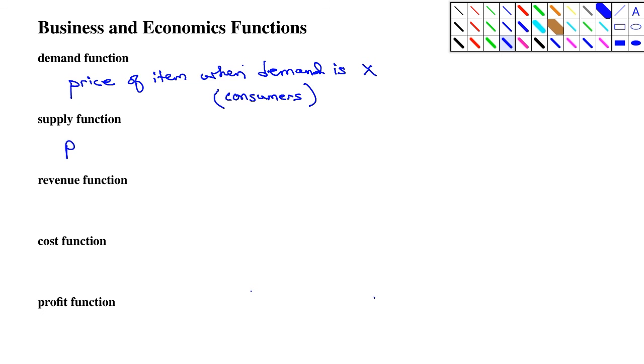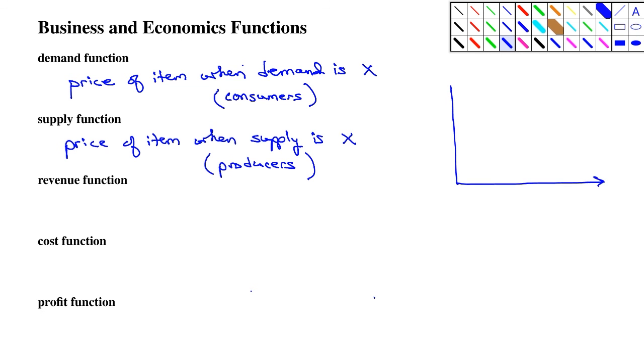And then the price supply function or supply function is the price of item when supply is X. And that's on the producer side. If you're a company and the more items that you want to supply to the market, the higher the value that you can get for that. That's the price.